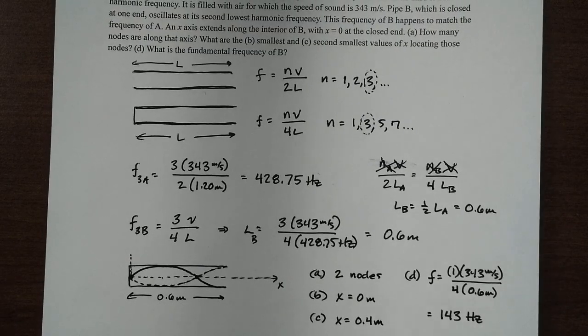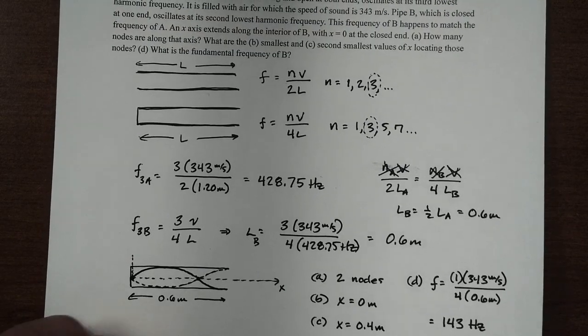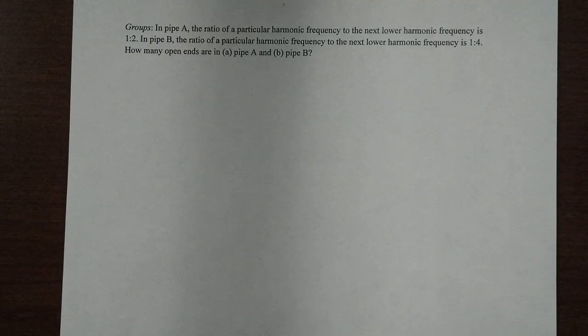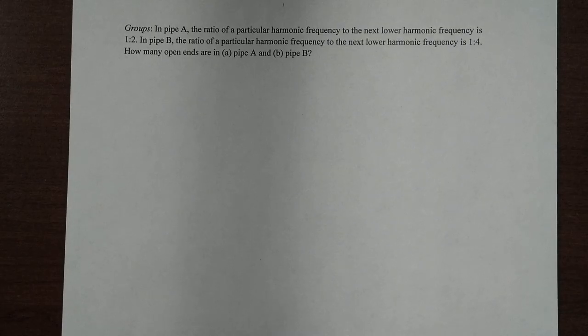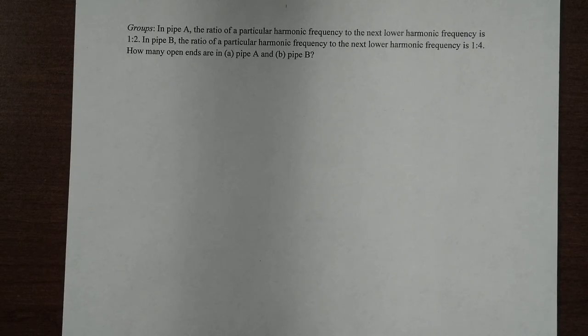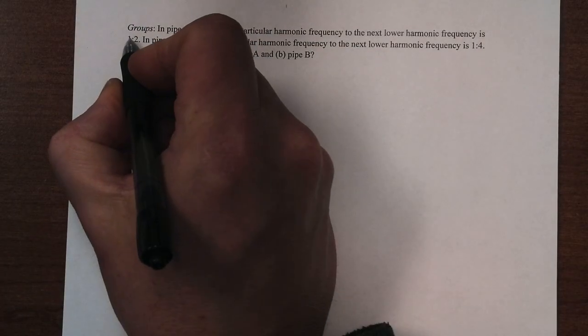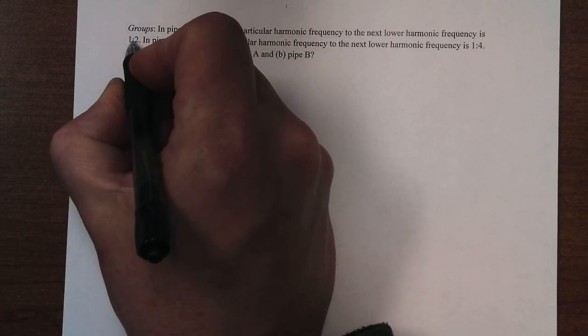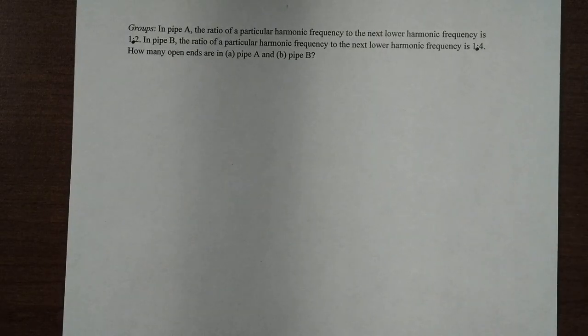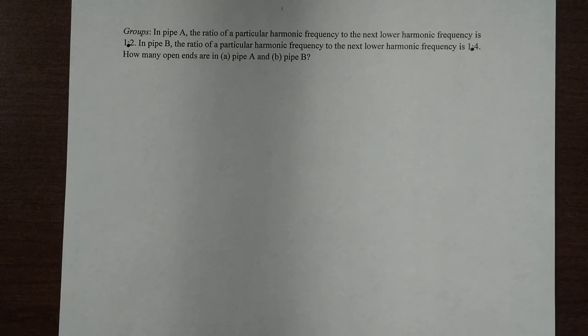The second problem in this section on sources of musical sound, the group problem that we did not get to in class, reads, in pipe A, the ratio of a particular harmonic frequency to the next lowest harmonic frequency is 1.2, and this was a typo on here, so my apologies. This should just be 1.2 and 1.4. If you actually use the colon as the ratio, it turns out to be impossible to solve this problem, so that's my bad on the typo that was provided there.